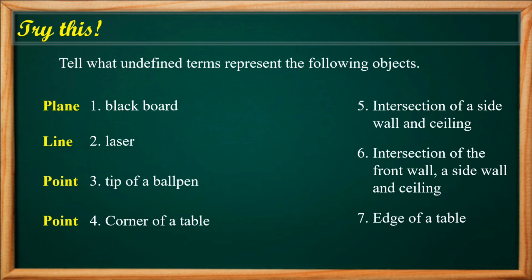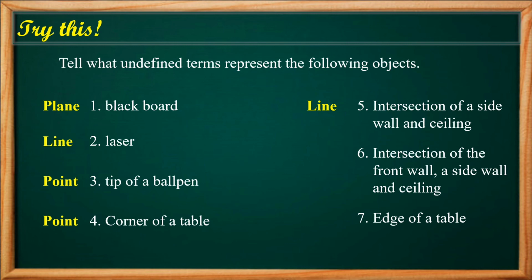Number 5, intersection of a side wall and a ceiling. Kapag sinabi nating wall, that is plane. Kapag sinabi nating ceiling, that is plane. But sinabi natin intersection, ibig sabihin kung saan nag-intersect yung ceiling at saka yung wall. Okay. Ano ang mapo-form nila? Plane, line, or point? Ayan. Okay. It represents a line.